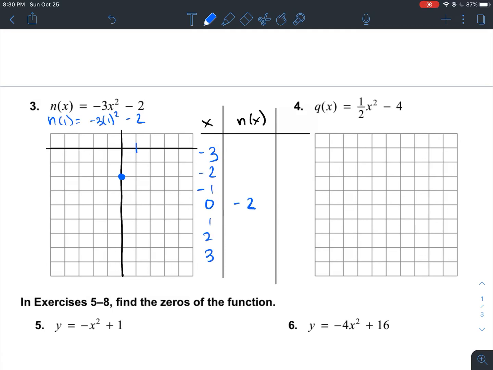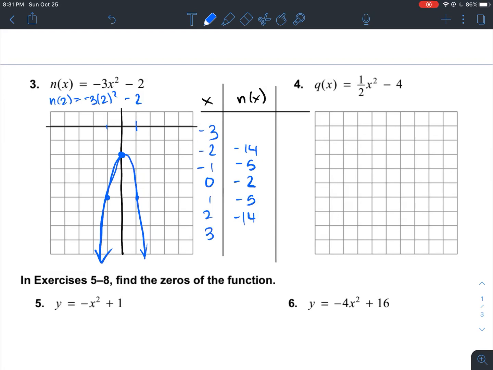So 1, -5. And that's going to be on both -1 and +1. Okay, now let's plug in 2. So n of 2 is equal to -3 times 2 squared minus 2. 2 squared is 4. 4 times -3 is going to be -12. Subtract 2, so it's going to be -14. So that's going to be way down there. So I know that my graph should look something like this, though. Probably a lot better, though. Okay, so it should look something like that.